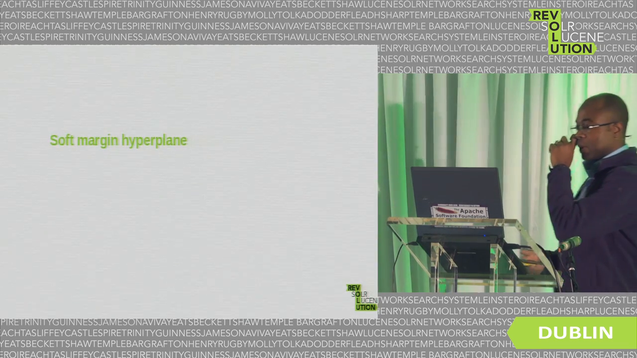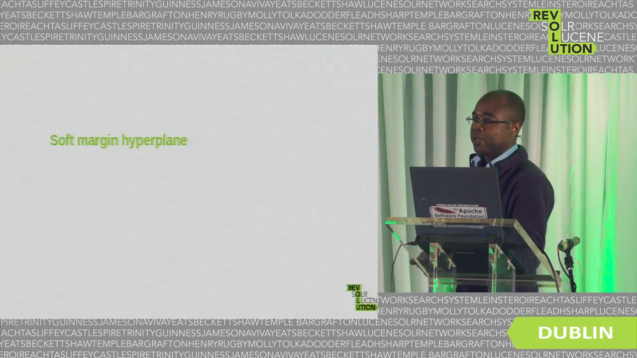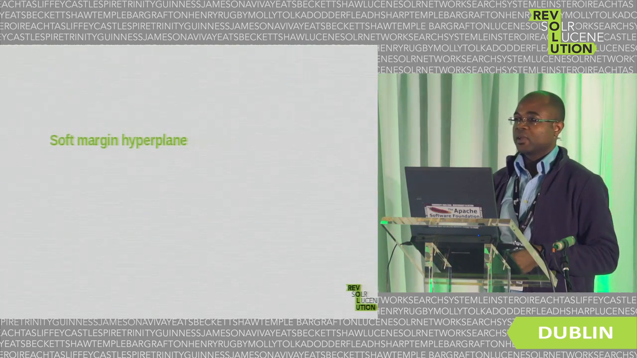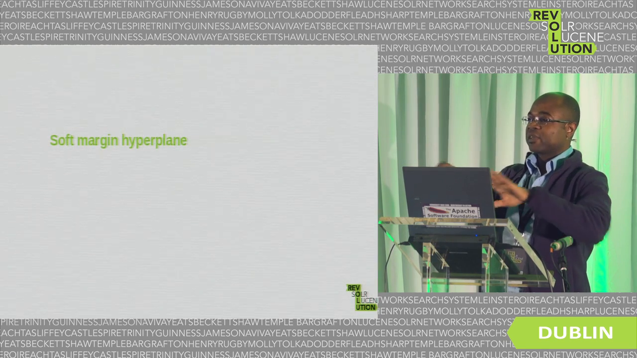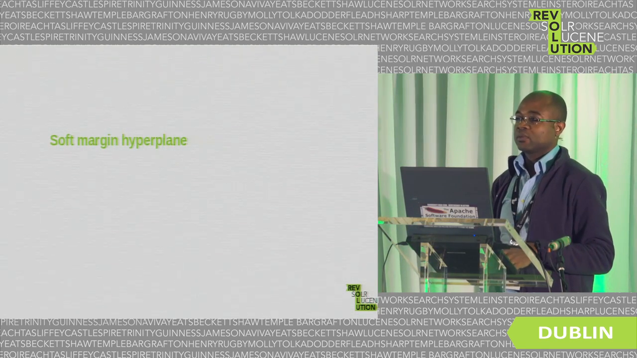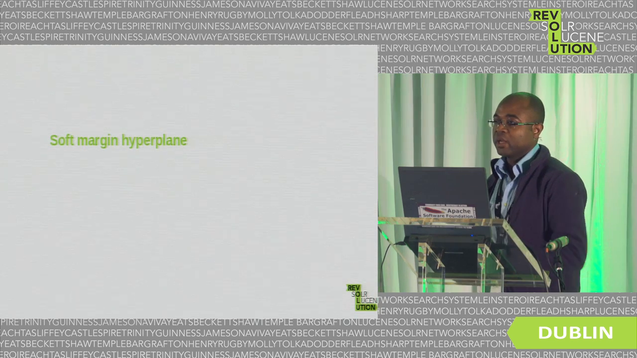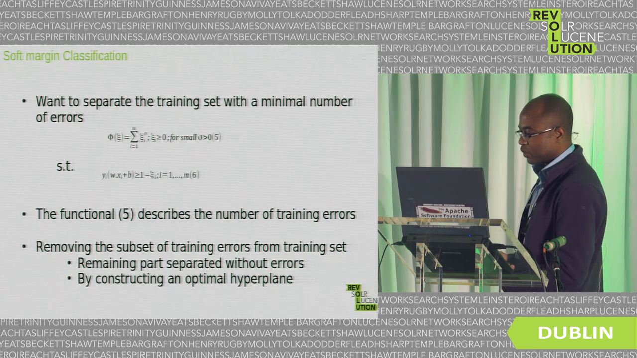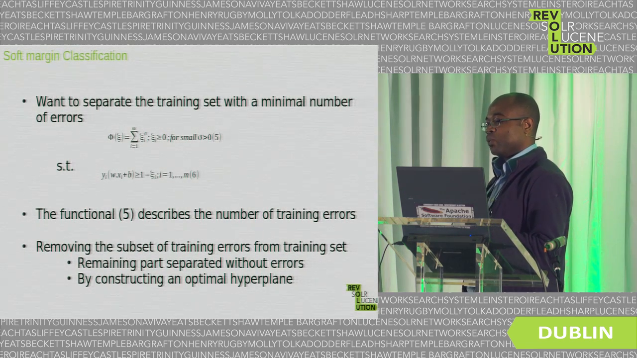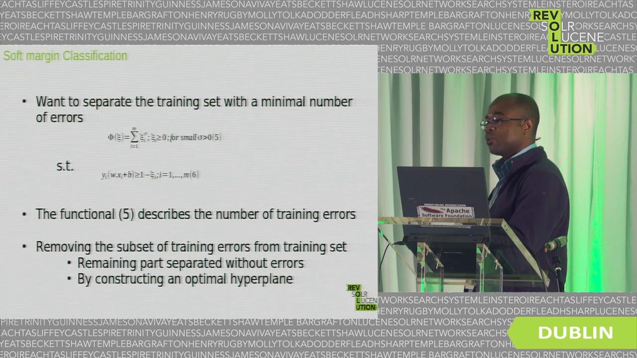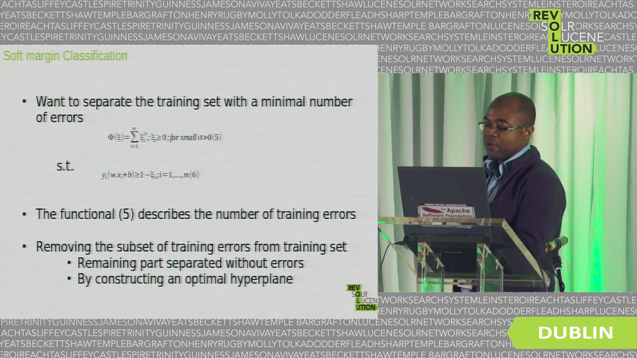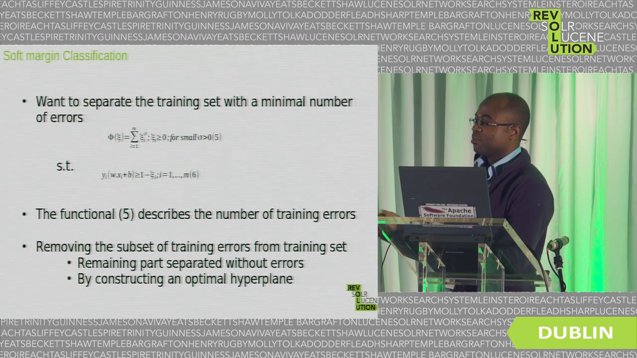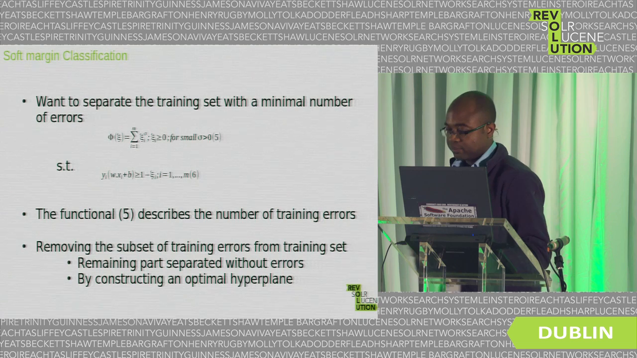Now, that is the optimal hyperplane. But in real life, you can't just separate without error. You have some errors, and some errors are tolerated. That is why Cortes and Vapnik proposed the soft margin hyperplane. Here, we want to separate the training set with a minimal number of errors. So phi of C here is just the number of errors. By default, sigma is implemented as 1.